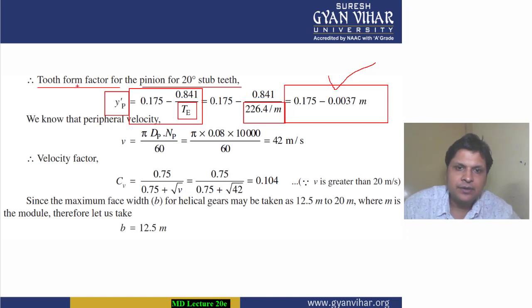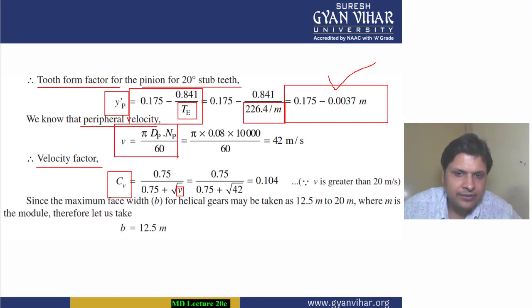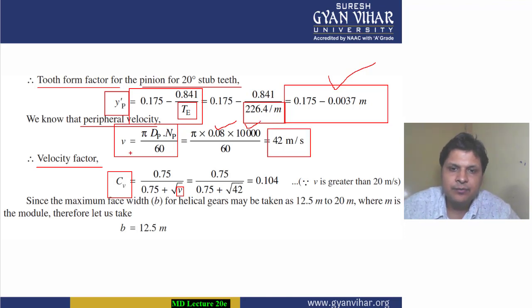All right, now one more thing we have to calculate, that is the velocity factor, and the velocity factor can only be calculated if we have the value of pitch velocity or peripheral velocity. Peripheral velocity can be calculated by the formula pi d n by 60. For the pinion, diameter is 0.08 and the RPM value is 10,000. Putting these values you will get the pitch peripheral velocity for the pinion. Now velocity factor is 0.104.